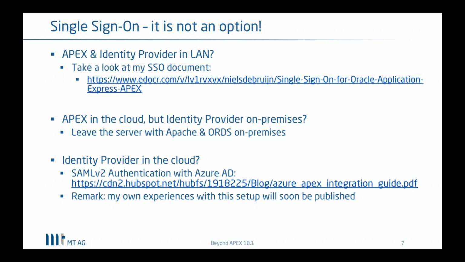So there are various scenarios in that area. Normally, in like 95% of all use cases that I can speak of, the Apex installation is being done internally, so it runs in your local area network, and your identity provider is there too. If you want to take a look at my SSO document, I've put in the link over there, but you can also use knowledgebase.mthk.com and then search for single sign-on, and you find that document as well.